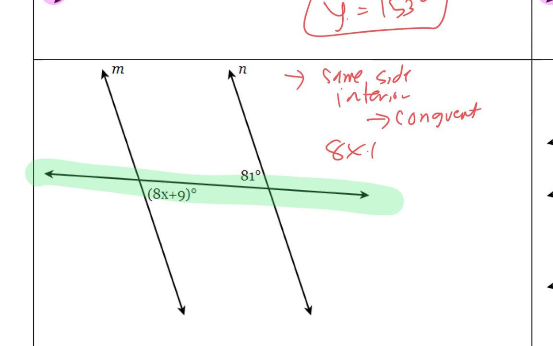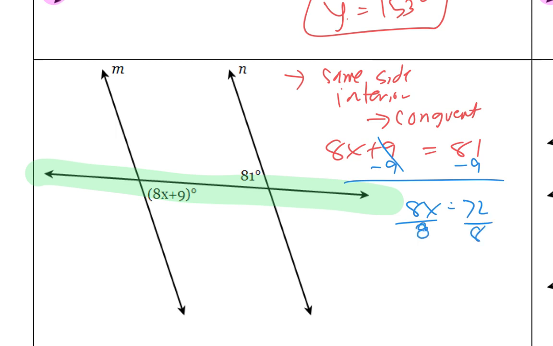So we can say 8x plus 9 equals 81. They want us to solve for x, right? So first, we're just going to subtract 9 from both sides, then cancel that out. So we're going to have 8x equals 72. We're going to divide that side by 8, divide that side by 8, cancels out, x equals 9, okay?